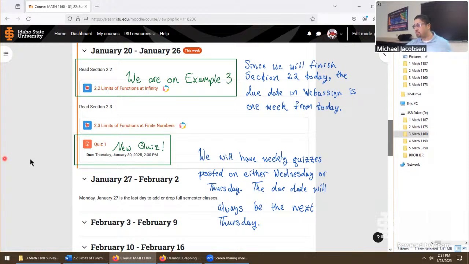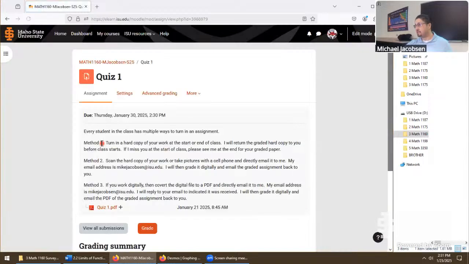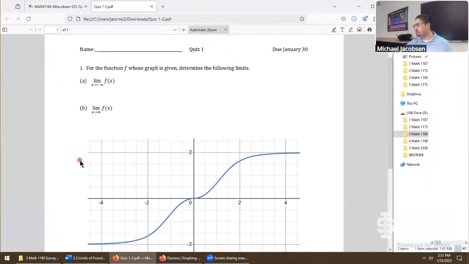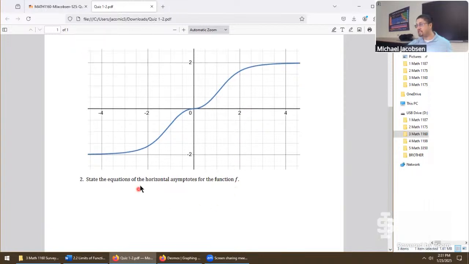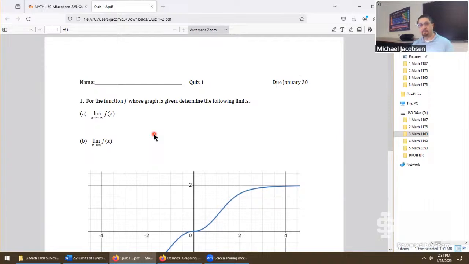The way to actually access one is just click on this PDF right here. I should have had that set to auto display. I'll fix that later. The quiz is just this PDF file here after you click on the quiz link. And this is the problem that we'd be working on in our first quiz. Pretty much the same kind of stuff that we've been working on the prior days. We're going to calculate two limits based off the graph here, and then state the equations of the horizontal asymptotes. So again, when you work these kinds of problems, think of this as an exam one dress rehearsal, basically.